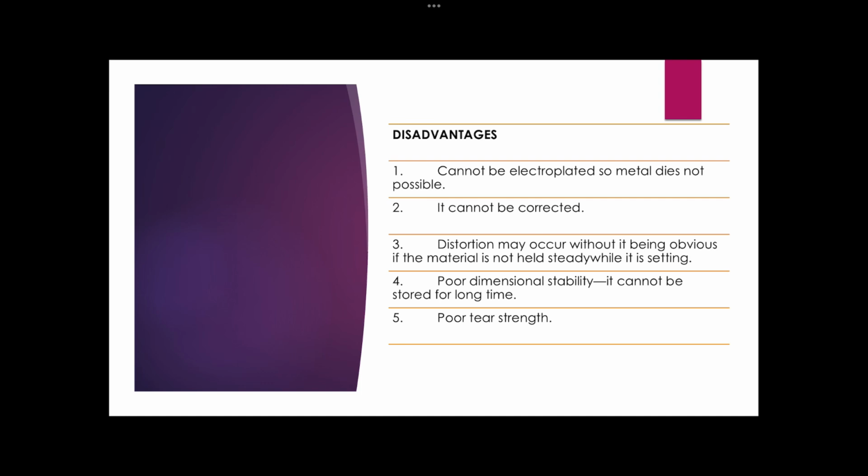Disadvantages: it cannot be electroplated, so metal dies are not possible. It cannot be corrected. Distortion may occur without being obvious if the material is not held steady while it is setting. Poor dimensional stability, it cannot be stored for a longer time. Poor tear strength.